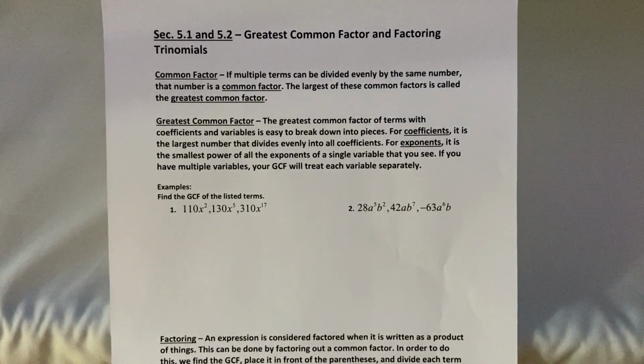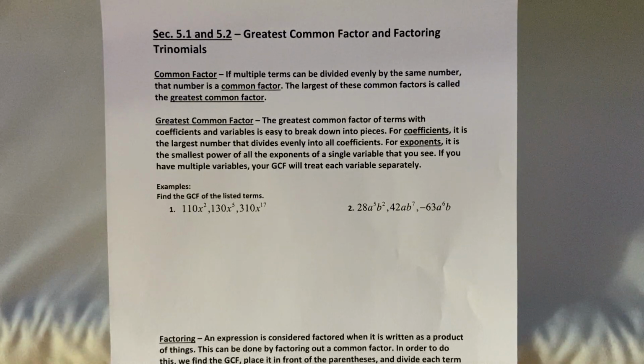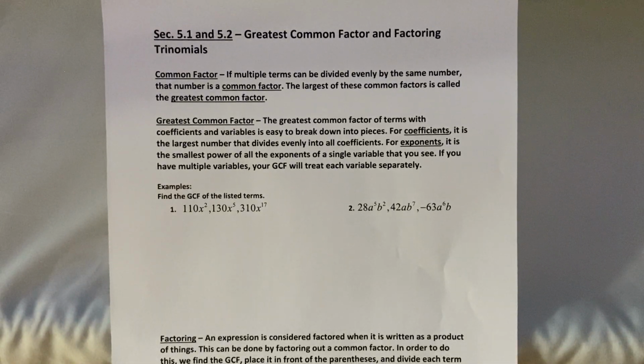Okay, intermediate algebra, we're starting chapter 5, and this chapter is all about factoring and finding roots of quadratics. Before we factor any quadratics, though, we really need to practice factoring out common factors. If multiple terms can be divided evenly by the same number, that number is a common factor, and the largest of these common factors is called the greatest common factor.